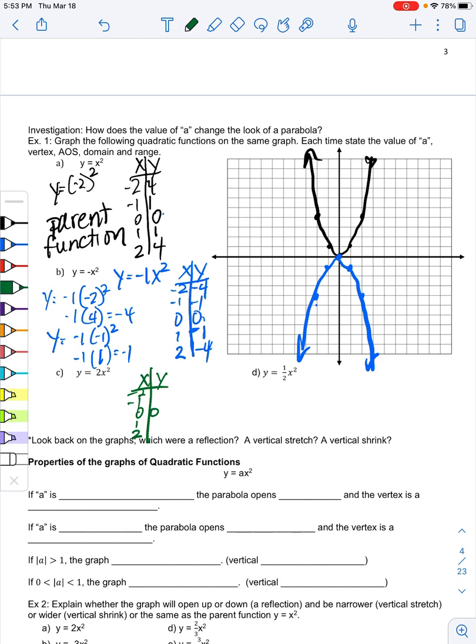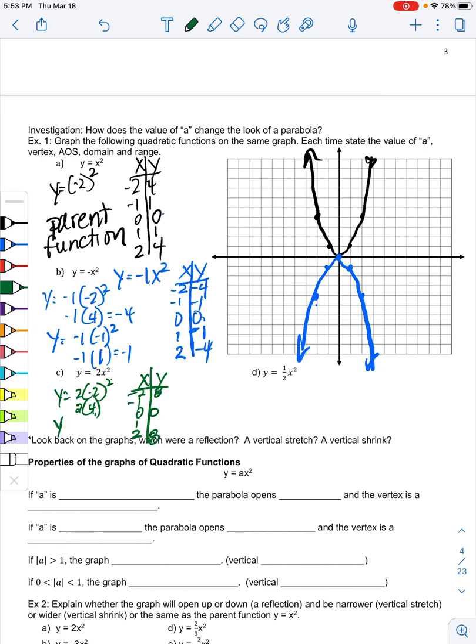When I plug in -2, I get y equals 2 times -2 squared. Remember from PEMDAS, you're going to do the exponent before we multiply. So -2 squared is a positive 4, and 2 times 4 is 8. If I put a positive 2 in there, positive 2 squared is also 4, and 2 times 4 is 8, so the positive 2 is also 8.